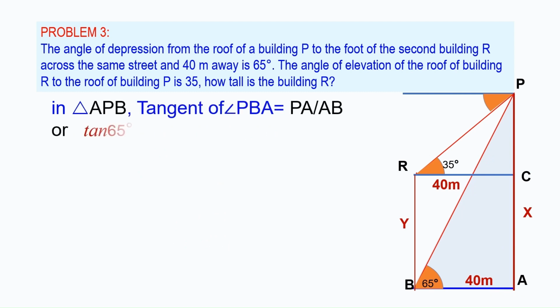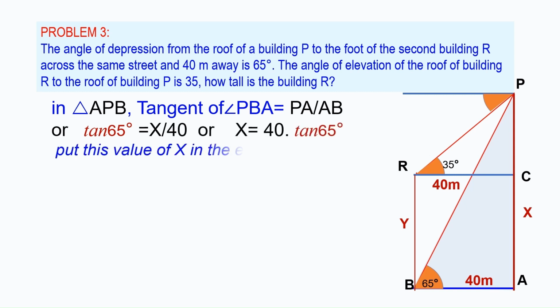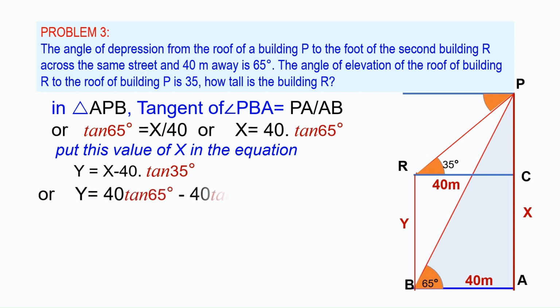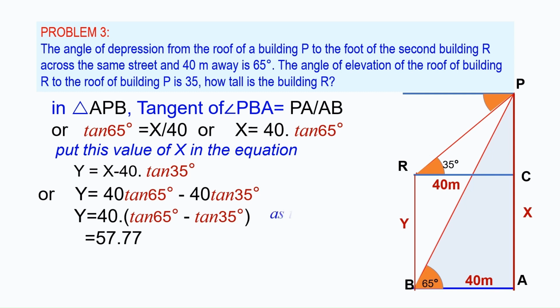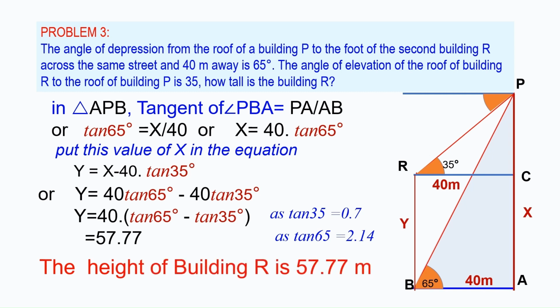In the triangle APB, tangent of the angle PBA equals PA divided by AB, or tangent of 65 degrees equals x divided by 40. Put this value of x in the equation y equals x minus 40 times tangent of 35 degrees. So we have y equals 40 times tangent of 65 degrees minus 40 times tangent of 35 degrees. As we learned, tangent of 35 degrees equals 0.7 and tangent of 65 degrees equals 2.14. Therefore y equals 57.77. The height of building R is 57.77 meters.